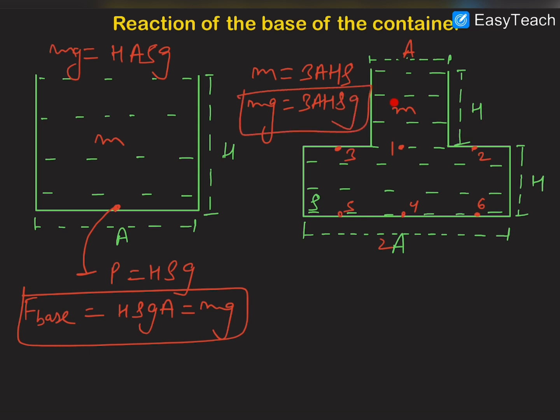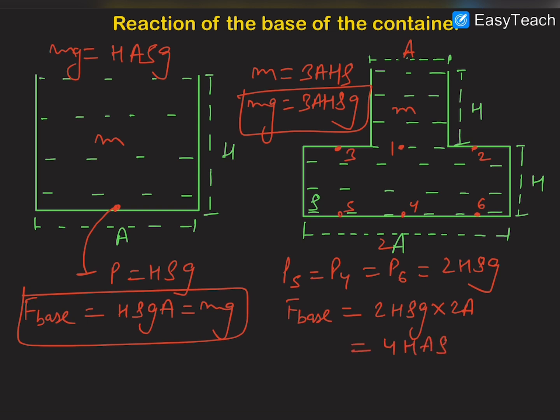So the total mg of the liquid in the container is 3AH rho g, and the pressure at points 4, 5 and 6 will be equal to 2h rho g. You can see that this height is 2h, so it would be 2h rho g, and we are again ignoring the atmospheric pressure. So we can say that the force on the base of the container will be equal to 2h rho g into the area, which is 2A. So the force on the base is 4hA rho g.